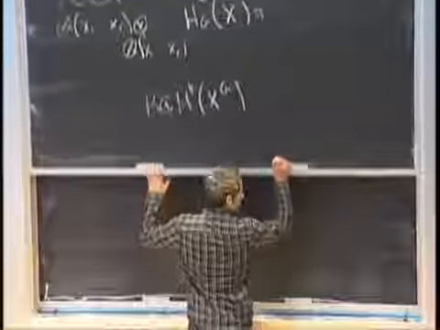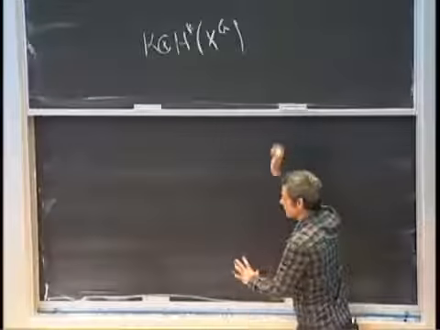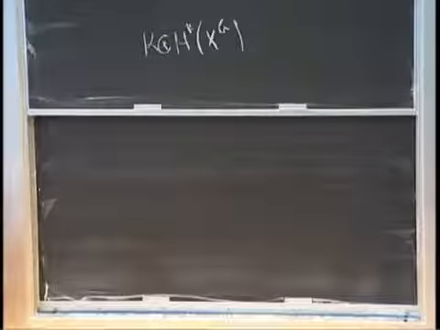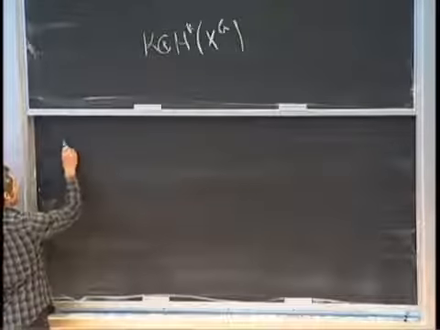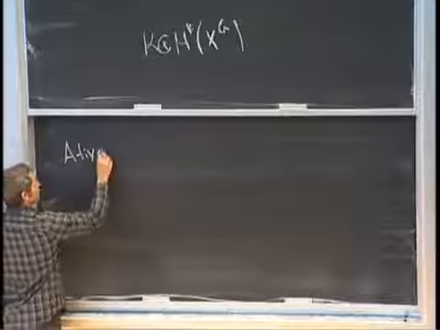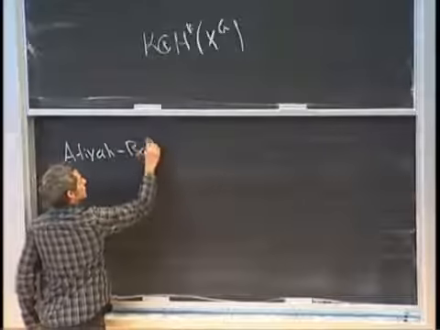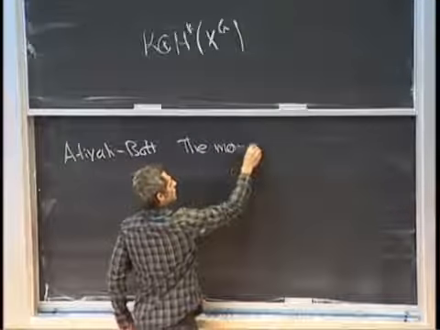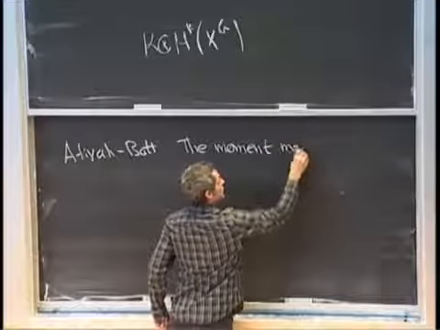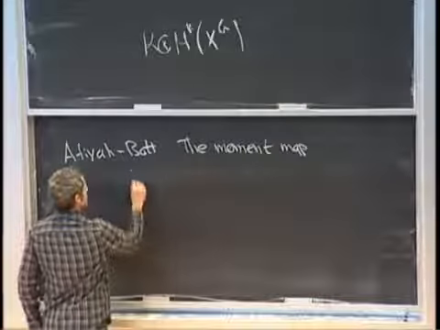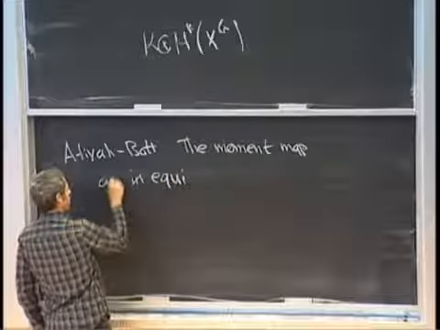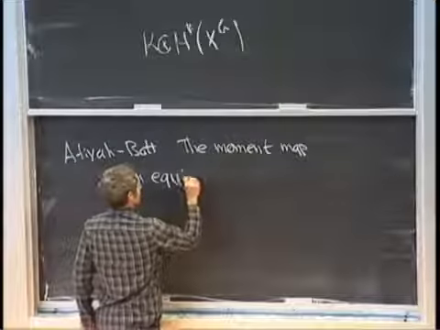So if you've never encountered this idea before, or even if you have and you've never read this paper before, I highly recommend a paper of Atiyah and Bott called The Moment Map in Equivariant Cohomology. Or moment map, maybe it's called that, I don't remember. Equivariant.